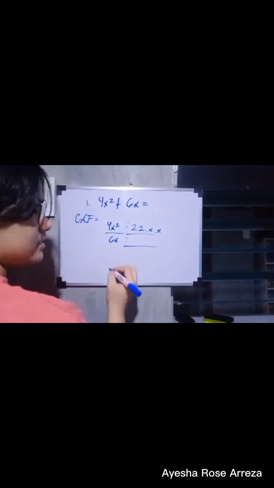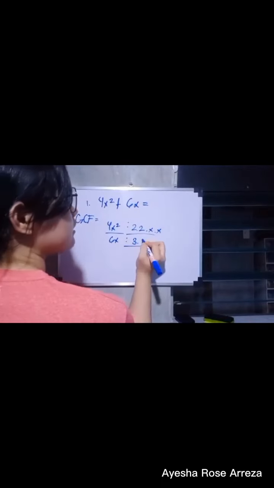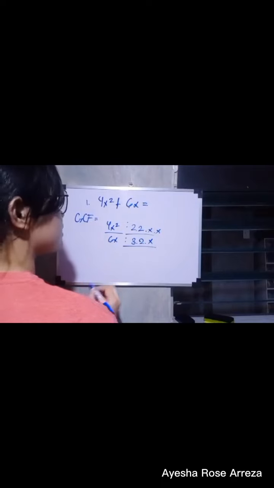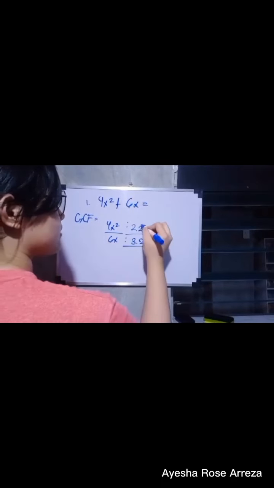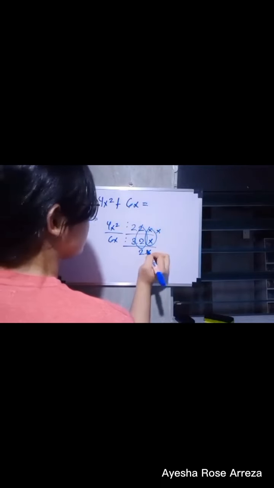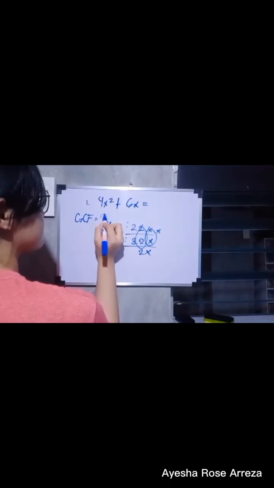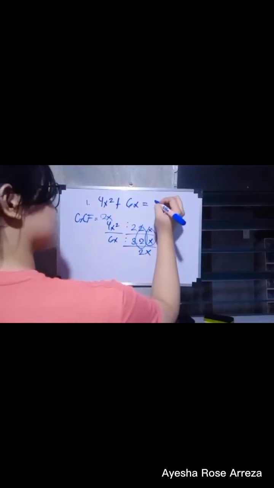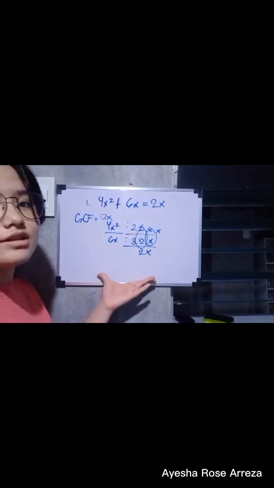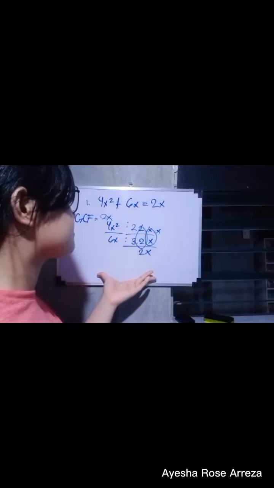And how do we get 6? So 3 times 2 times x, since it only has one x. So let's encircle the ones that are the same. The number 2 and the x, so we get 2x as per our GCF. Here, that is our GCF. Okay.